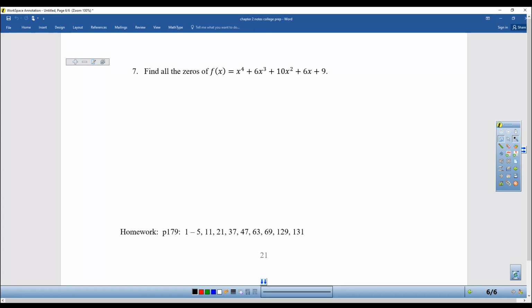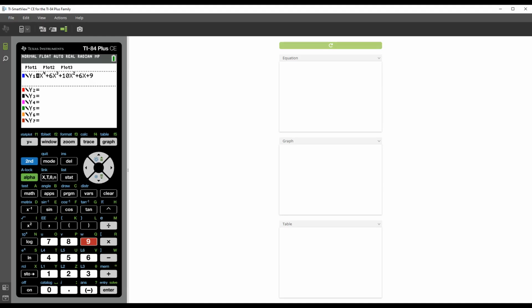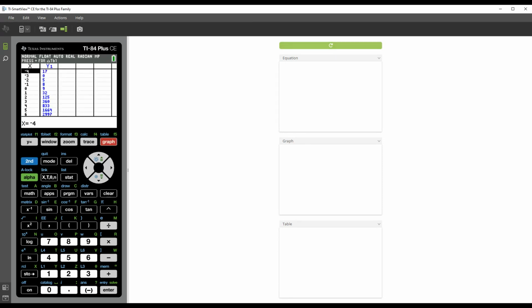Last one. Find all the zeros of x to the 4th plus 6x cubed plus 10x squared plus 6x plus 9. So we'll do one last one on the calculator here. So like before, I already have it typed in for you. So I type it in, I hit graph, and ooh, so again, I only see 1 zero. It looks like it's at -3. I have 2 ways I can be sure. One is I could do synthetic and see if -3 works, but I'm just going to use my table really fast. And sure enough, at -3, it's a 0.